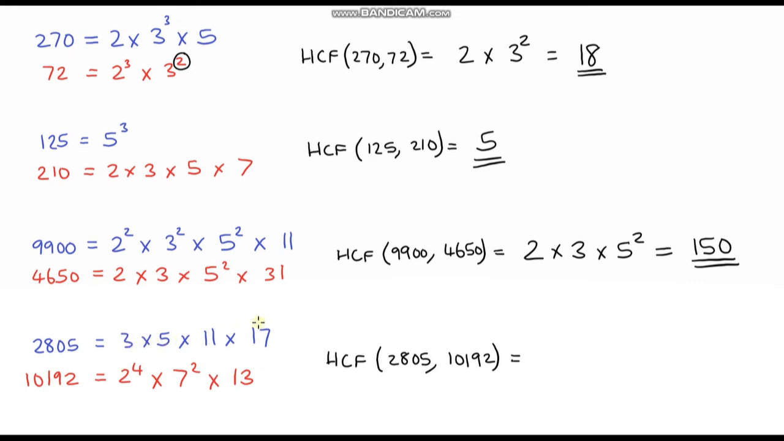And actually, looking at all the numbers, they don't have anything in common. They don't have any common prime factors. Now, the highest common factor is not going to be 0. Remember, what do all whole numbers have as a factor? And the answer is 1. Every single whole number has 1 as a factor. 1 goes into any number. So the highest common factor is just 1.